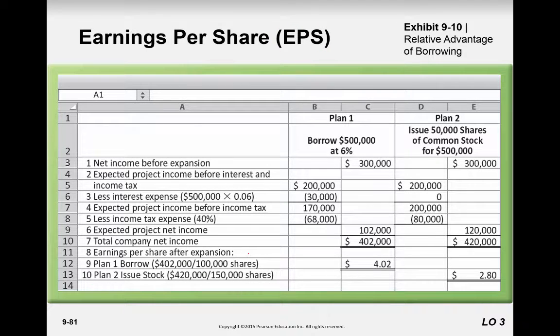So here you have the borrowing and the issuing of stock. Notice the earnings per share for the expansion here would obviously be lesser in plan 2 because we're diluting it by the additional number of shares, whereas if we issue just the bonds payable, then it really has no impact on that piece.